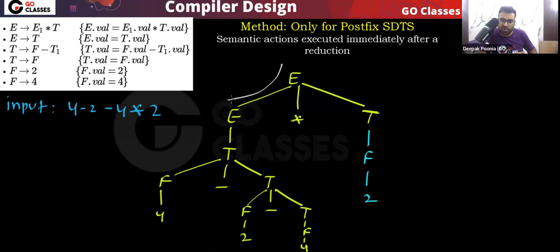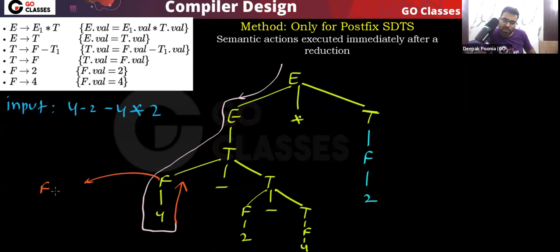So you can see we are going left to right depth first, keep going. Now here you got your first reduction. This 4 is reducing to F. So immediately after this reduction, the corresponding semantic action we will perform. F dot value will become 4.